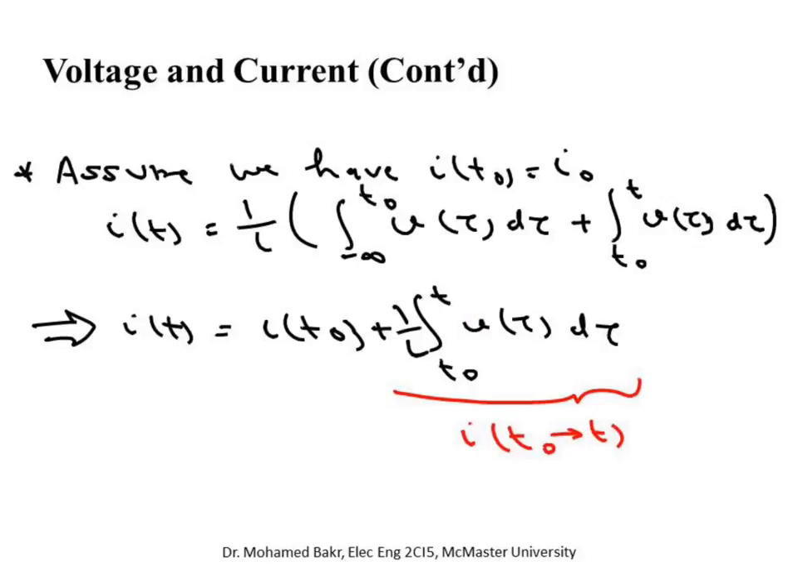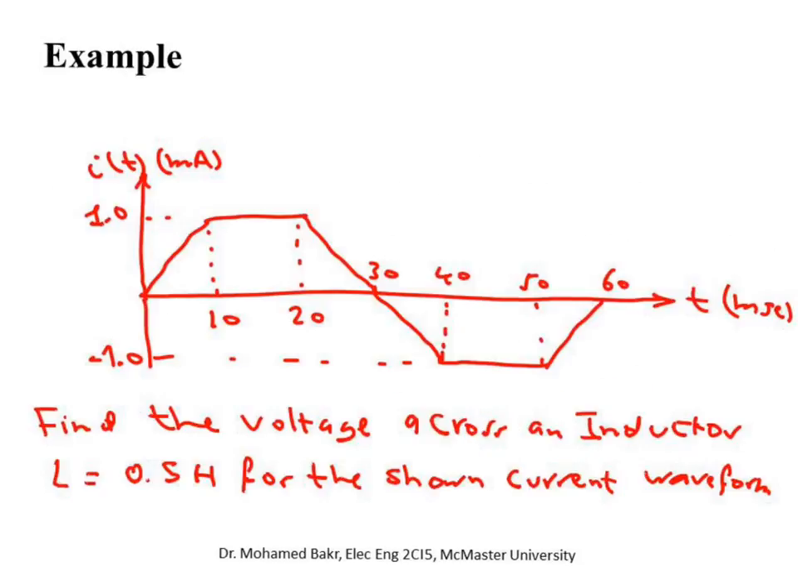Okay, so just remember this, that because you're doing an integration, you have to pay close attention to the bounds of your integral. But the differentiation is easier. So going from the current to the voltage is easier because you don't have to worry about the initial values or anything like that. Okay, let's take a look at one example.